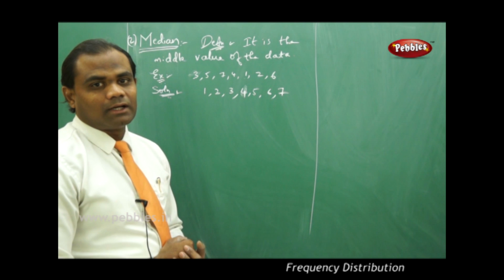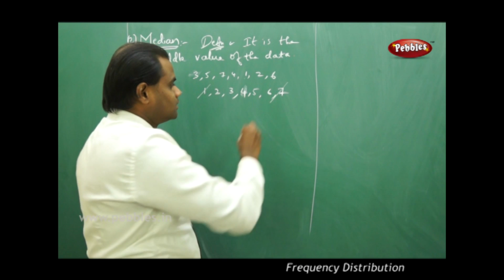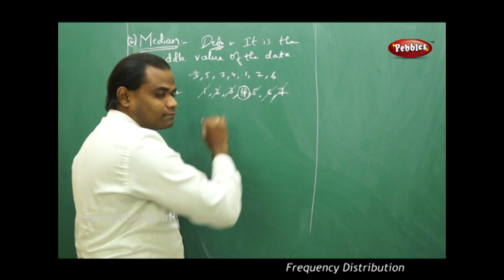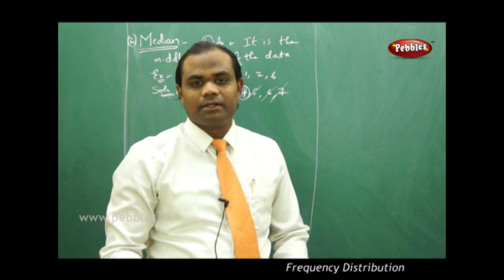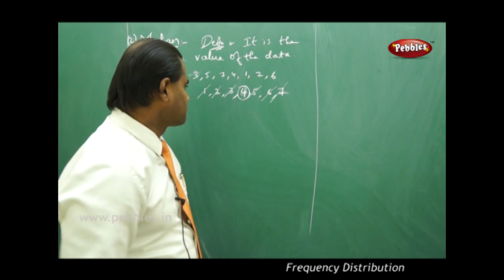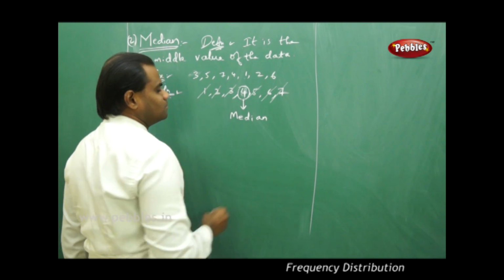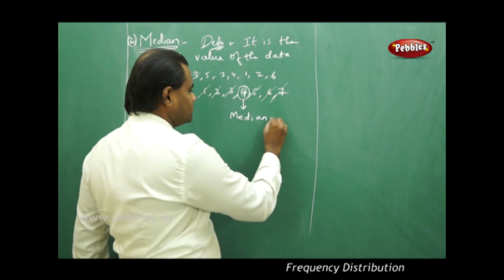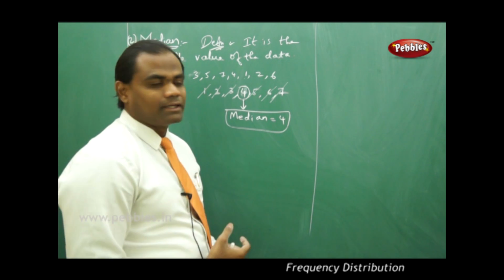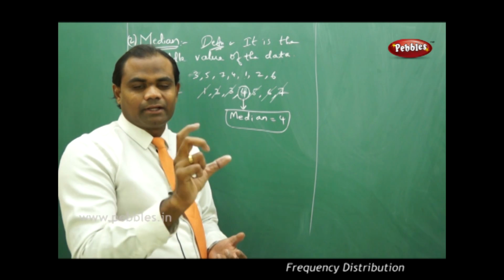In this case, I identify the middle value by just cancelling the first and last, then the second and the second last, and so on, then whatever is left in the middle is the middle value, and hence the median, by the definition which says it's the middle value. Therefore, this is called the median, the middle value. So here the median is 4.